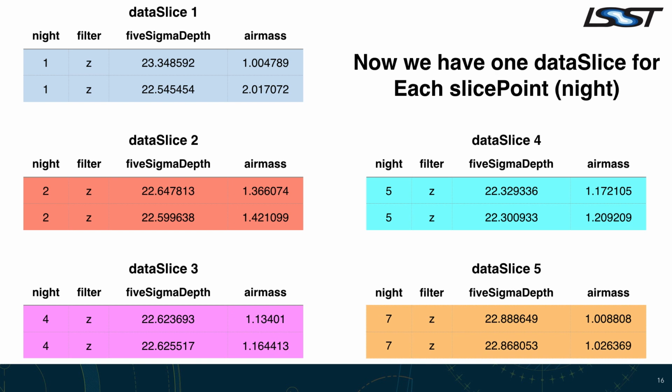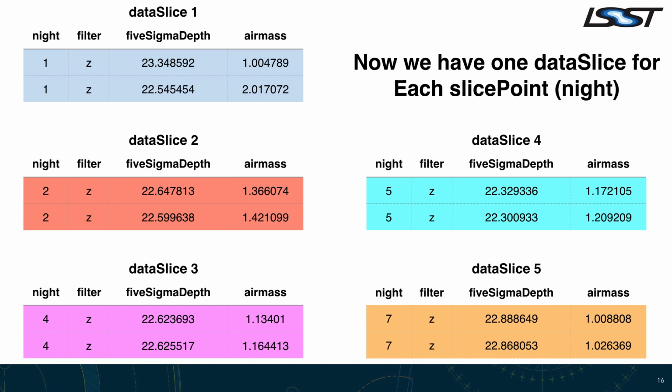So this is what MAF is doing under the hood. It's gone through the sequence constraint. Now we've applied this slicer, and that's grouping things. And once you've gone through this slicer, you get data slices. That's what I'm illustrating here, right? You can really see that each one of these things has become its own data slice. We have night 1, night 2, night 4, night 5, and night 7.